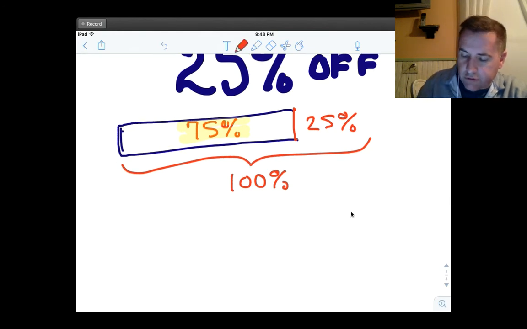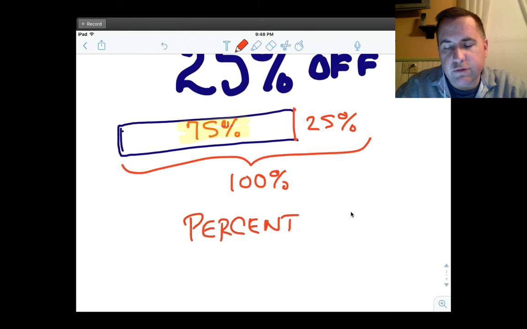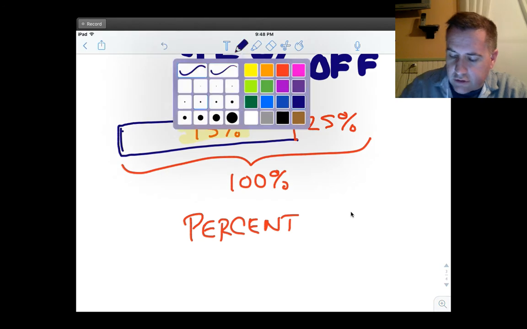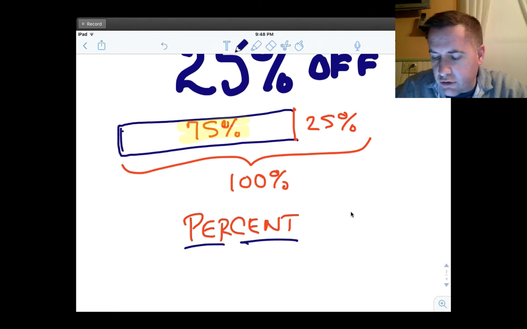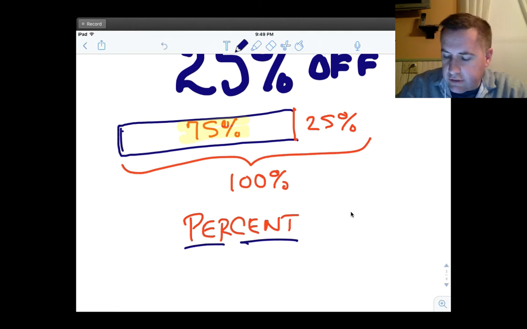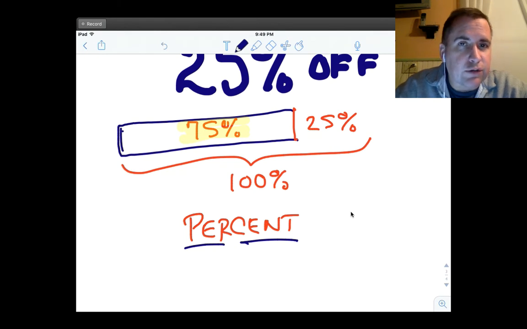First, let's talk about that word: percent. There are other ways we can talk about percents, as fractions and as decimals. But for the purpose of this, we're going to talk about percent as its name: per 100. Cent means 100. Think about cents as in 100 cents in a dollar, 100 years in a century, 100 centimeters in a meter. The word cent means per 100.